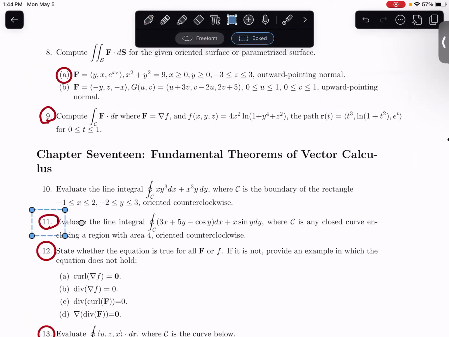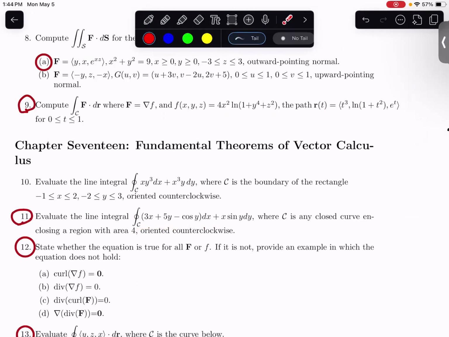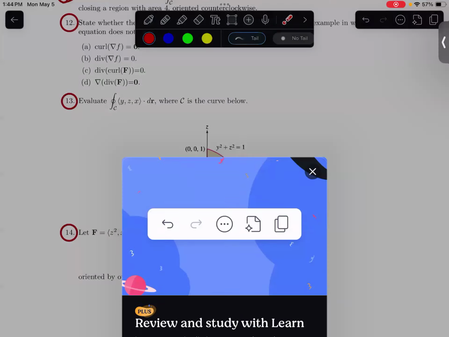So for problem 11, it wants you to evaluate the line integral, where the first component of our vector field is given by 3x plus 5y minus cosine of y. And then the second component is given by x times sine of y. It doesn't tell us much about C, aside from the fact that C is any closed curve that encloses a region with an area of 4. And it tells you that it's oriented counterclockwise. If it were oriented clockwise, you'll follow the same process, except you'll just multiply by -1 at the end. Okay, so this is problem 11. Let me make a new page.